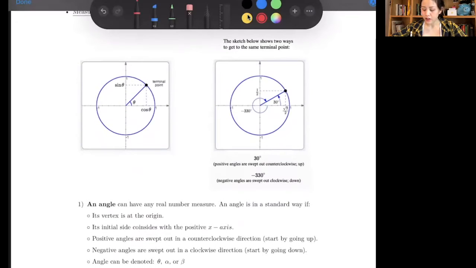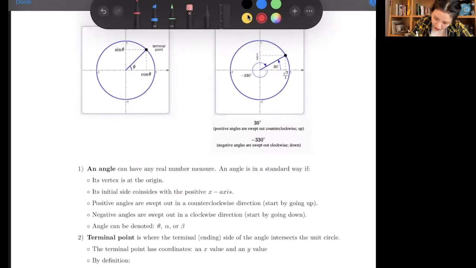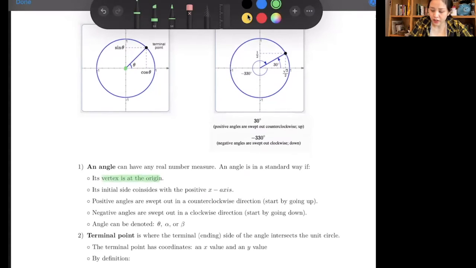An angle is in standard position if its vertex is at the origin. So here I have angle theta, and the vertex is at the origin, which is right here. Maybe I'll denote it in green. Okay, the vertex is at the origin. The initial side, maybe I'll denote in yellow, coincides with the positive x-axis.